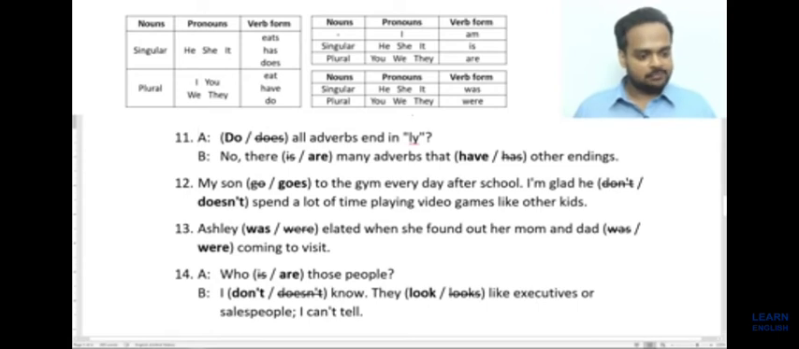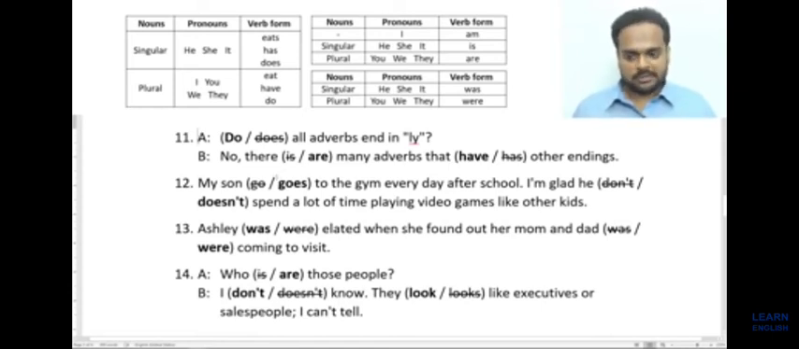Okay, in number 11, do all adverbs end in ly? Imagine a student asking that to his or her teacher. We say do because the subject here is all adverbs, plural. So do all adverbs end in ly? The teacher says, no, there are many adverbs that have other endings. So again, are and have because the subject is a plural.